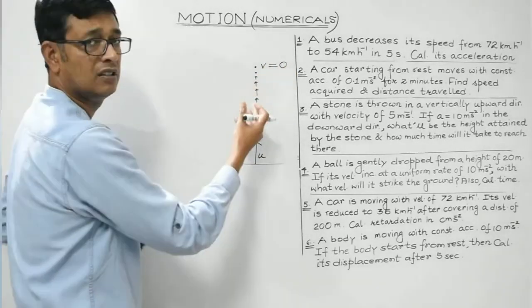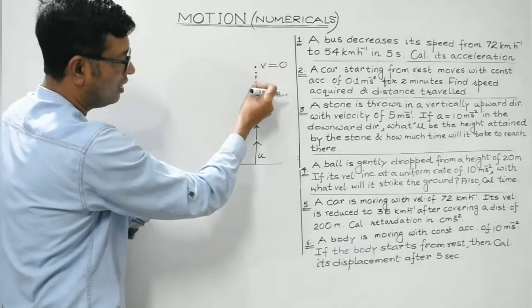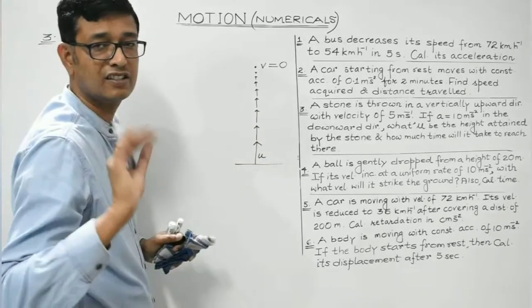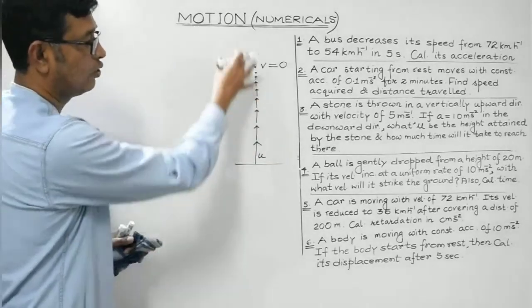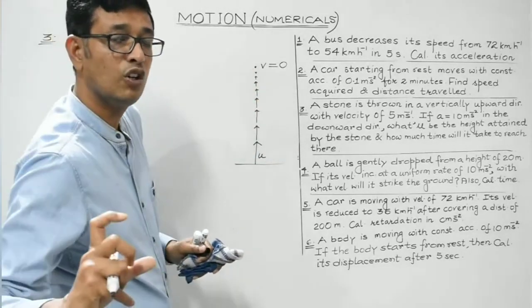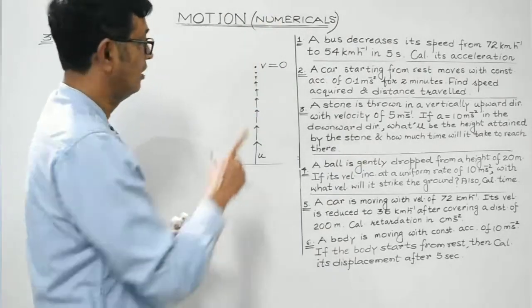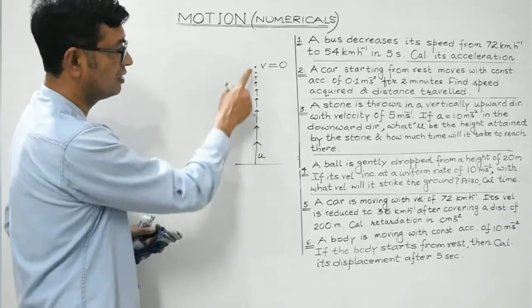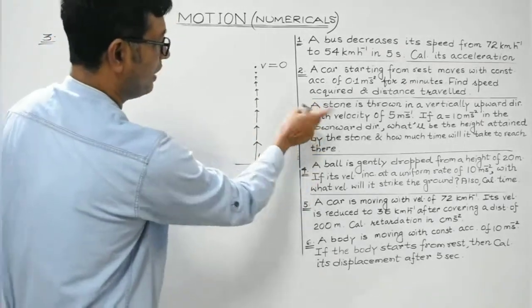And thereafter, in case air friction is neglected, it will retrace its path and will again come back following the same path. So what I mean to say is that in the case of a ball thrown in the vertically upward direction, the final velocity at the highest point is 0, right? This is the initial velocity and this is the final velocity. Clear, students? So this is the question based on this fact only.